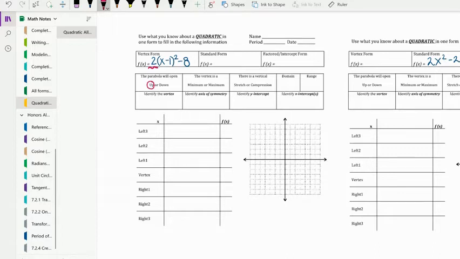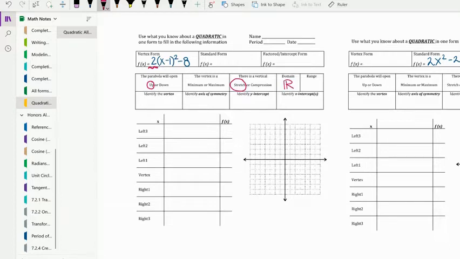The vertex is a minimum or maximum. So we'll go ahead and wait on that. There is a vertical stretch or compression. So anytime your a value is greater than 1, or the absolute value is greater than 1, it's a stretch. So you'll see numbers like 2, 3, or it could be -5. And anytime that a value, the absolute value, is between 0 and 1, it's a compression. So in this case, it's a stretch. Okay. The domain, I will give that. So the domain of all parabolas is all real numbers. So I'm going to draw that fancy R.